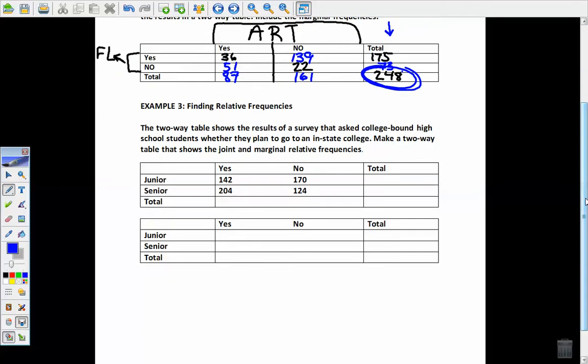So if I ask you guys to construct a two-way table, can you manage that? It's just filling in a bunch of unknowns, addition, subtraction-wise. Okay?